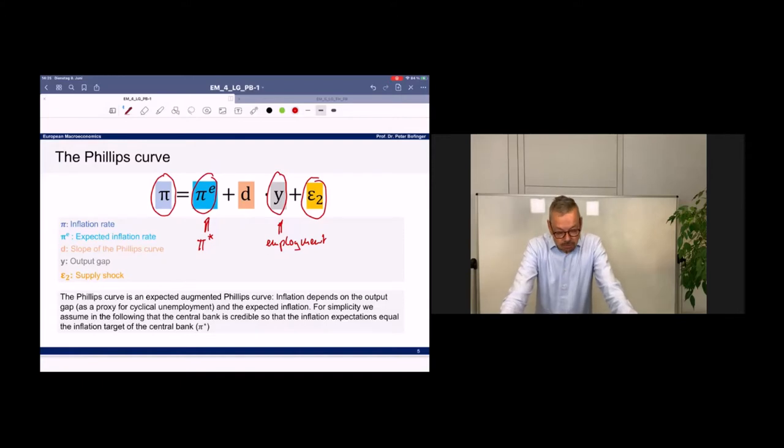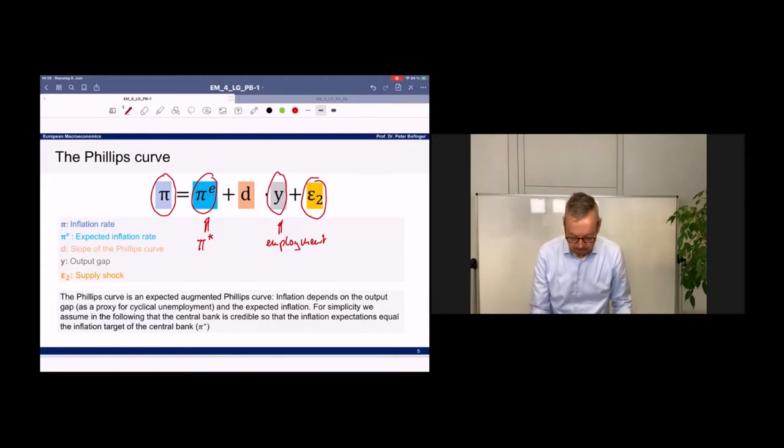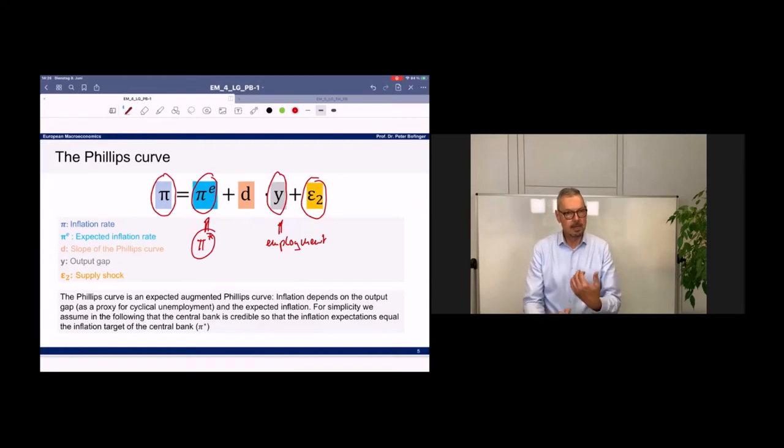This equation also shows us how important it is for a central bank to be credible, because if people anticipate the inflation target of the central bank in their Phillips curves, in their contracts, then you have a kind of self-fulfilling prophecy. If pi star is in the Phillips curve, then you automatically get the inflation rate that corresponds with the inflation target of the central bank. Okay, that's our Phillips curve.